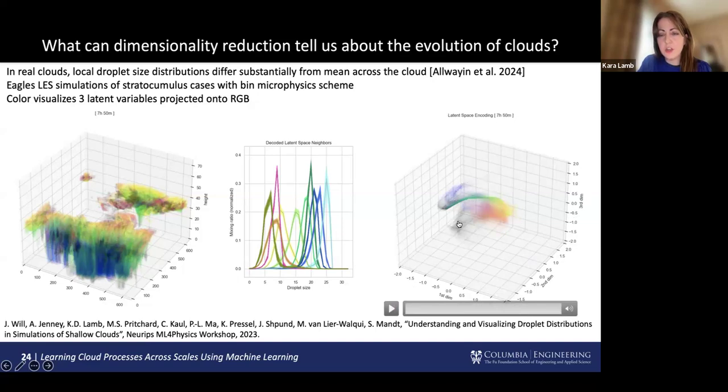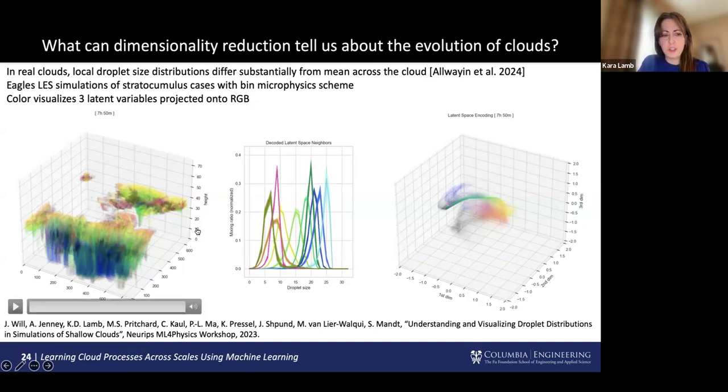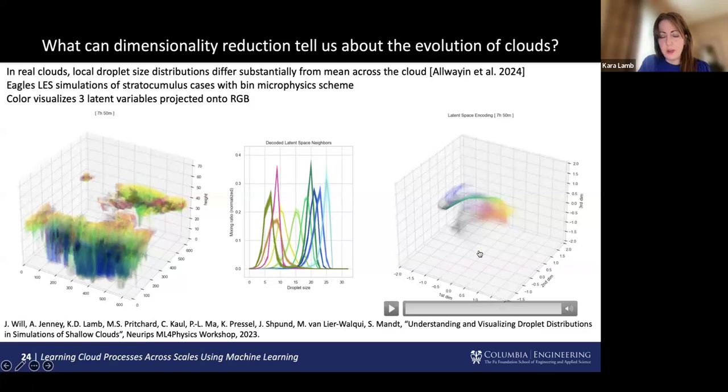So one thing that we looked at in this study was also seeing how different levels of CCN concentration impacted this latent space representation. And it actually follows basically the same path in the latent space representation. The aerosol indirect effect just impacts how quickly it moves along from one location in the latent space representation to another.